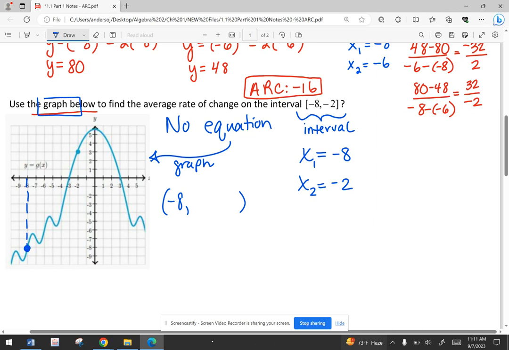And I can find that point on the graph. And so I'm going to go over and find its corresponding y. Its corresponding y is negative 8. I'll do the same thing with negative 2. I'll find negative 2. I'll go to the point and I'll find its corresponding y. And then I'll go through and I'll find the average rate of change. Take a moment and go ahead and work that one out.